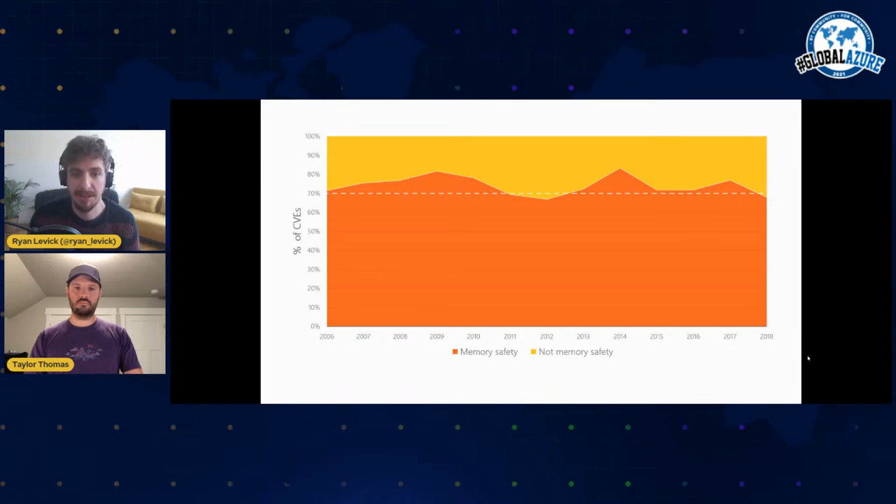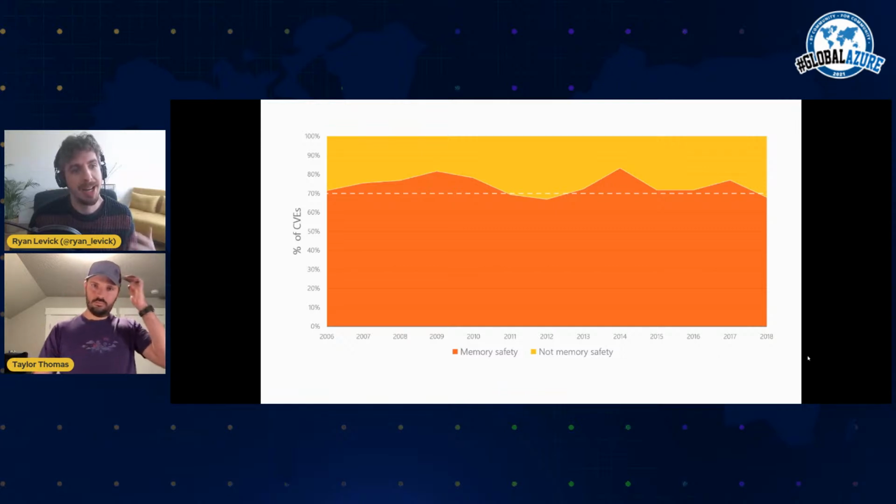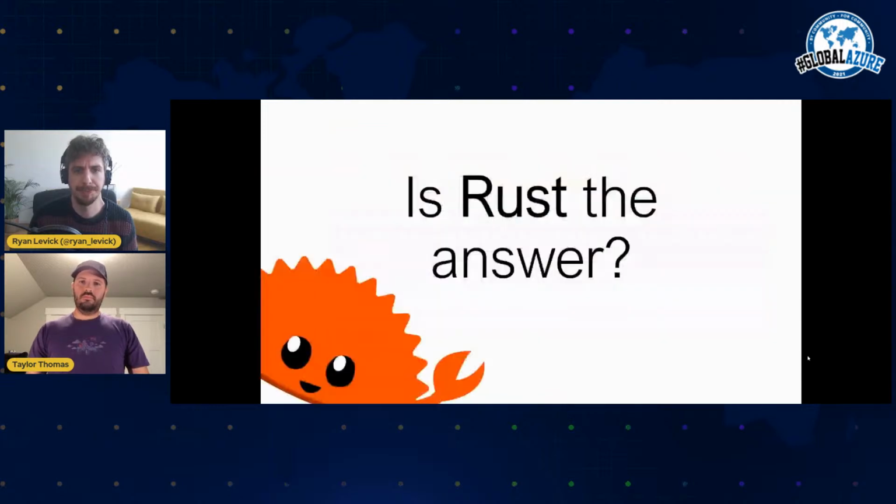And that would be fantastic. Wouldn't mean that our systems are magically completely secure, but 70% going away means we can focus our time and attention on that 30% and really try and hone in on those, which would be a fantastic thing. Is Rust the answer to this? You may not know this, but Rust is a systems programming language that is 100% memory safe.